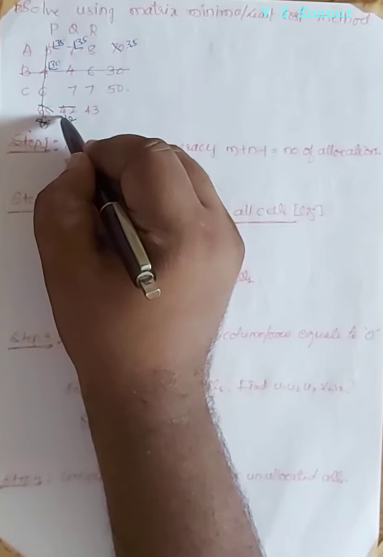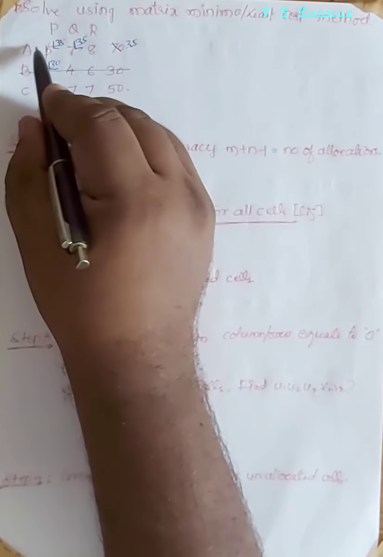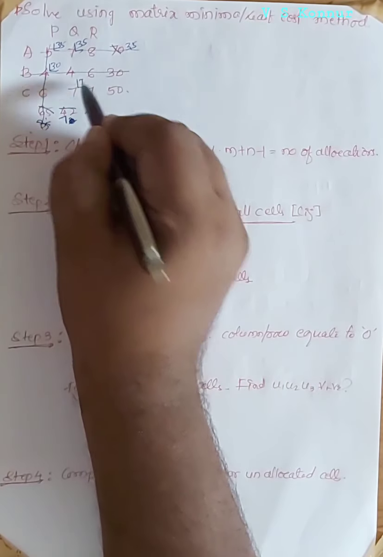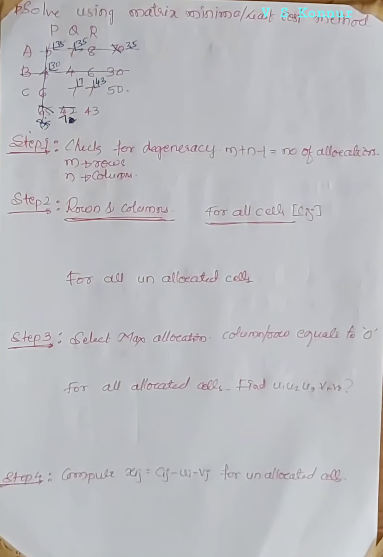So 42 is left out with 7. Next, this row is eliminated. Only 7 and 7 are there. For this you can allocate 7. For this you can allocate 43. So this is how you have to allocate. Now we got 5 allocations.